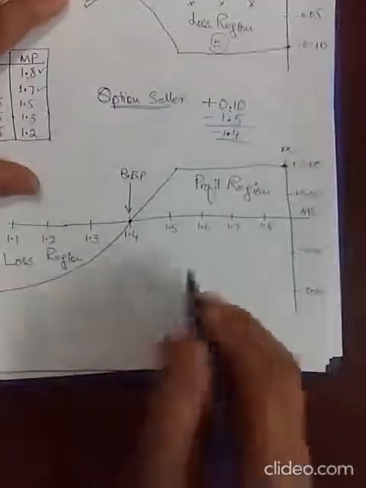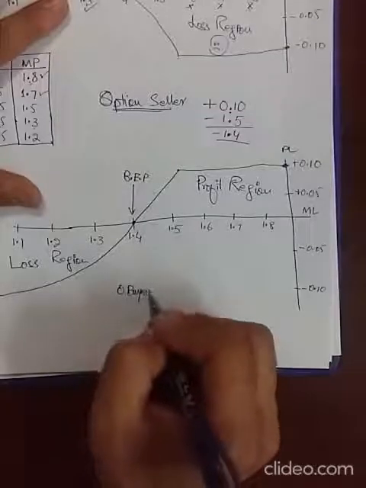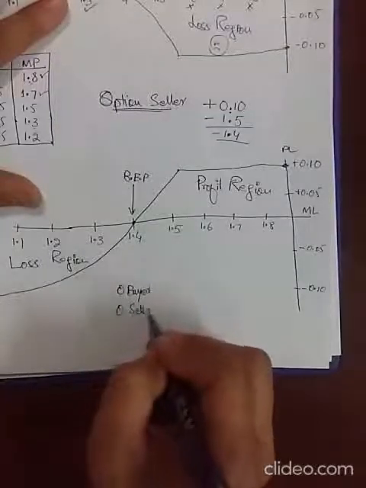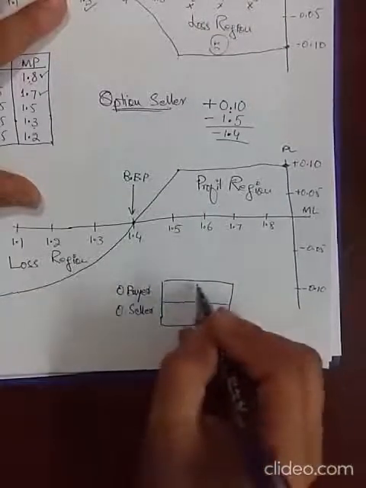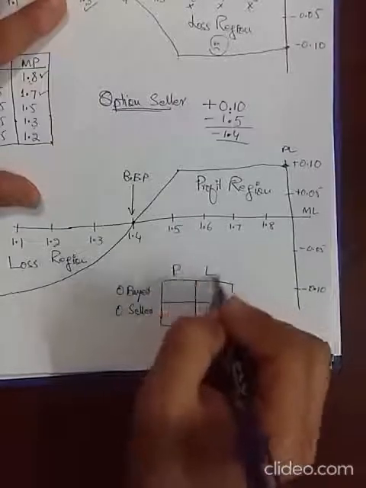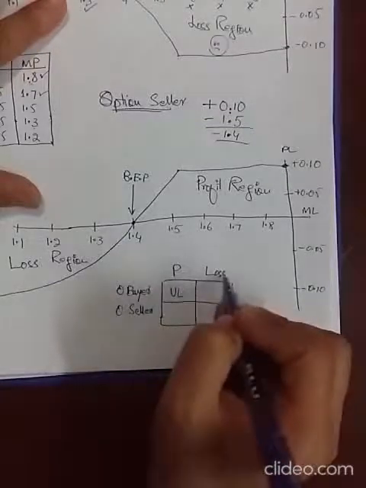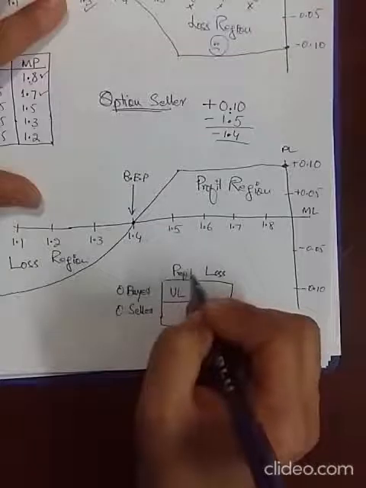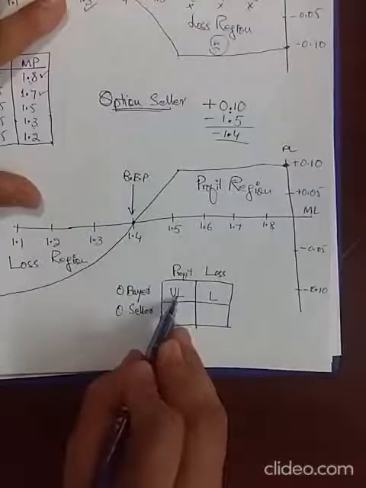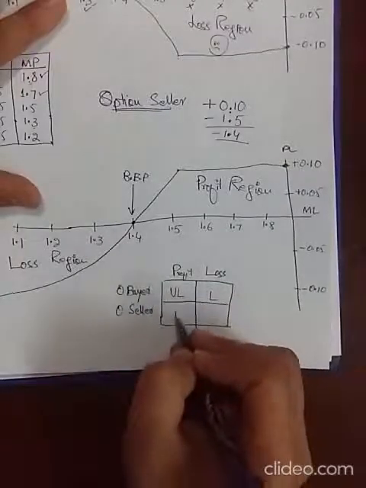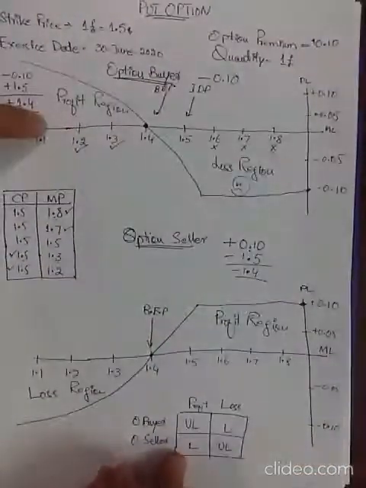Let me summarize it once again here. When I talk about the option buyer and option seller, there are two things that are going to happen to them: profit and loss. The profit of the buyer is unlimited, whereas the loss of the buyer is limited. So if the profit of the buyer is unlimited, then the profit of the seller would be limited and the loss would become unlimited. Why is it so? I explained it earlier here.